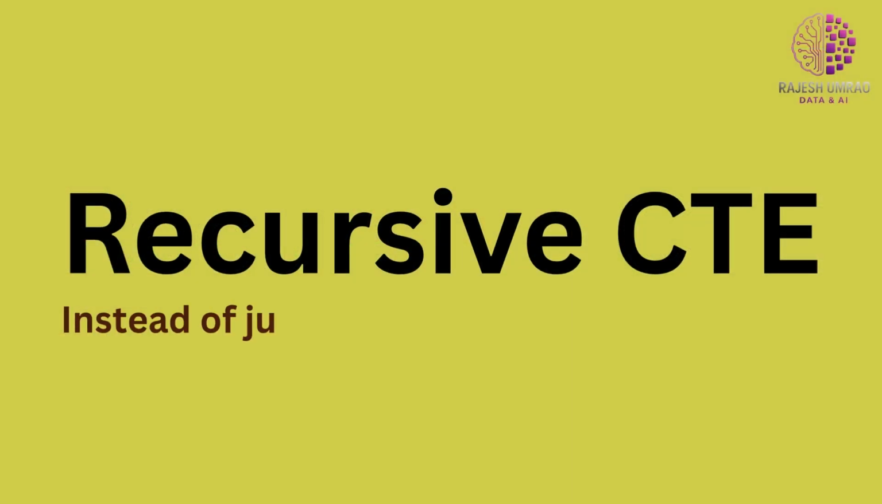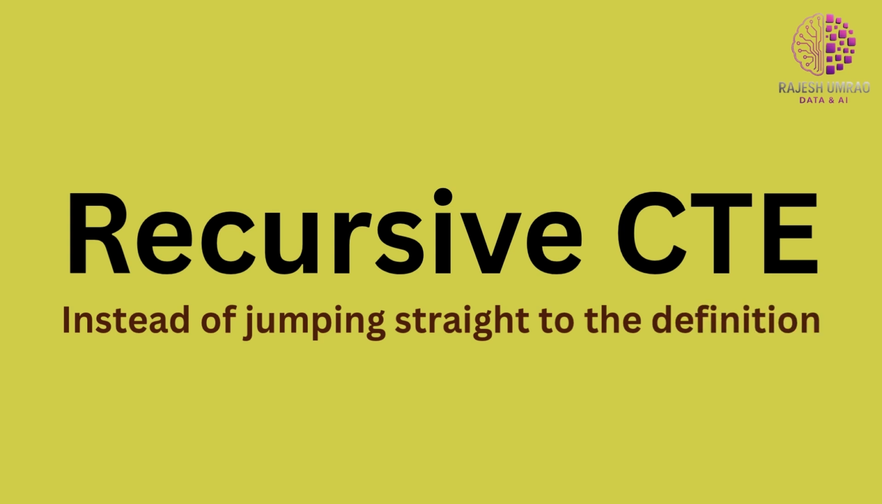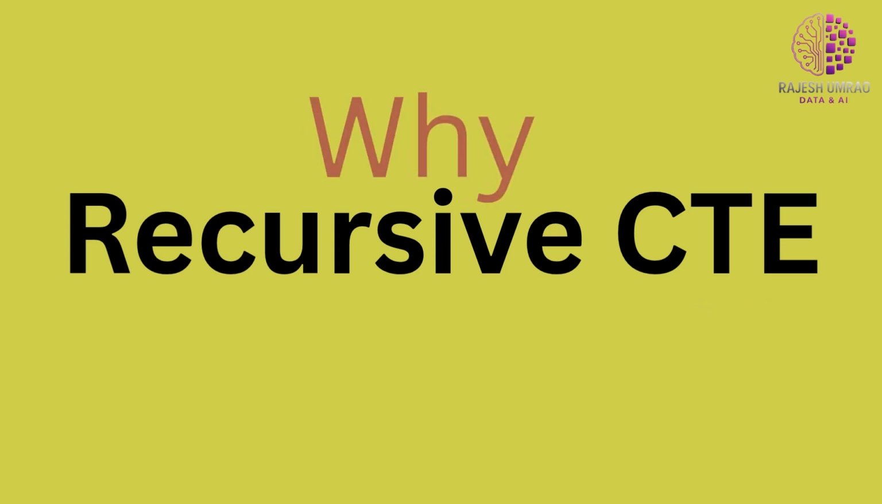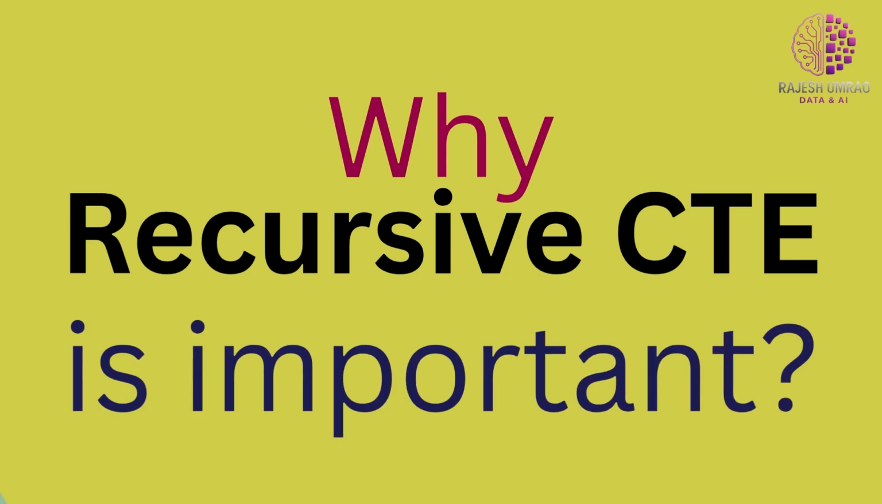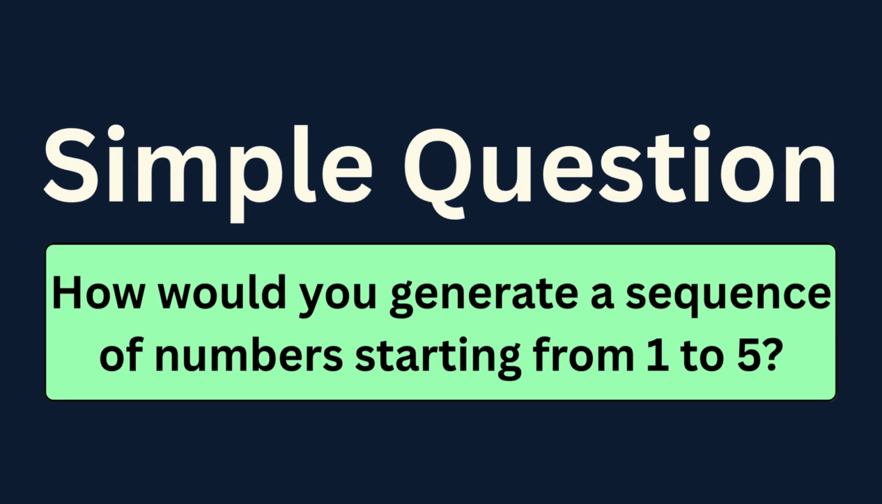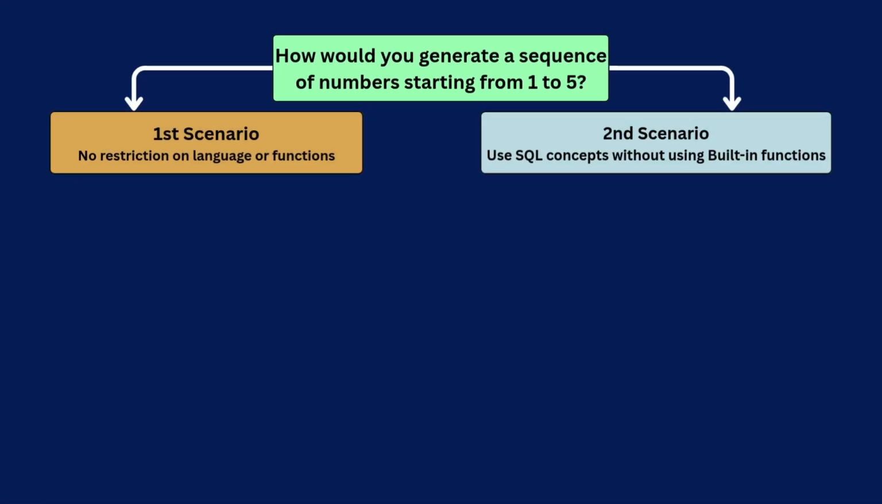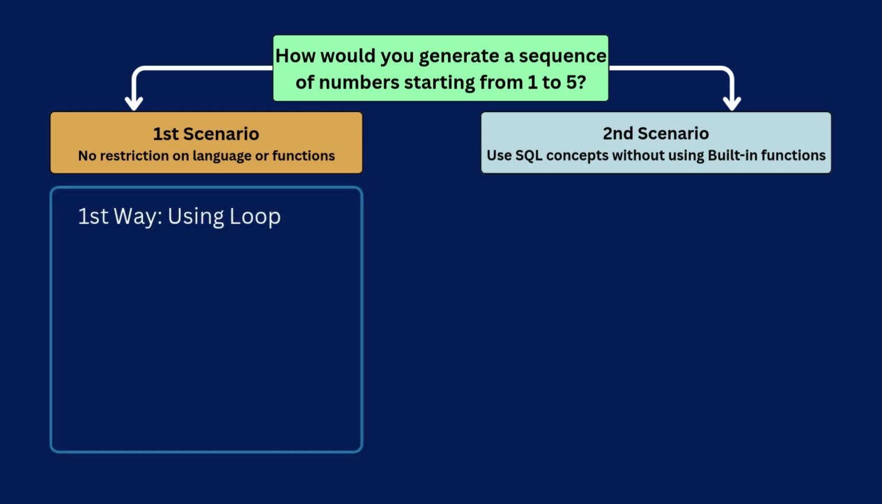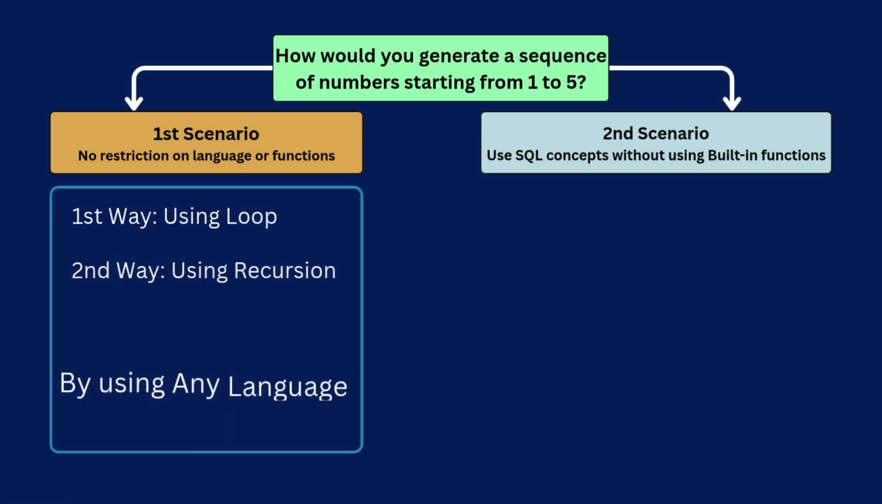Now, instead of jumping straight to the definition of recursive CTE, let me first set the context to help you understand why recursive CTE is important. For that, let me ask you a simple question. How would you generate a sequence of numbers starting from 1 to 5 in two different scenarios? In the first scenario, I am not putting any restriction on language or function. So you can easily solve this using a simple loop or recursion in any programming language like Python, Java, etc.